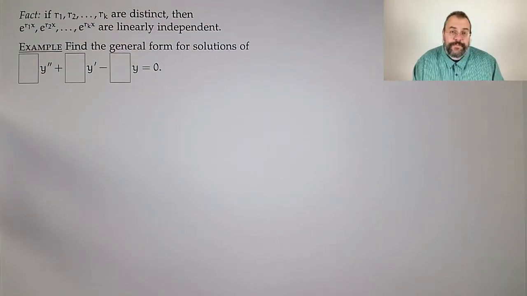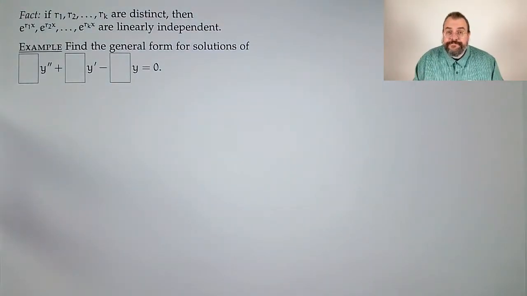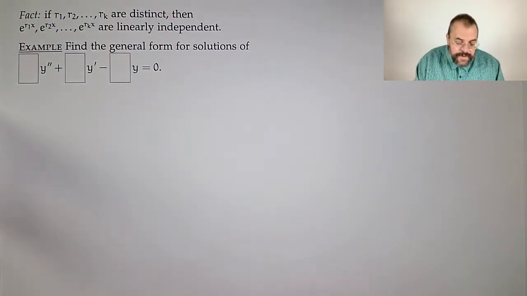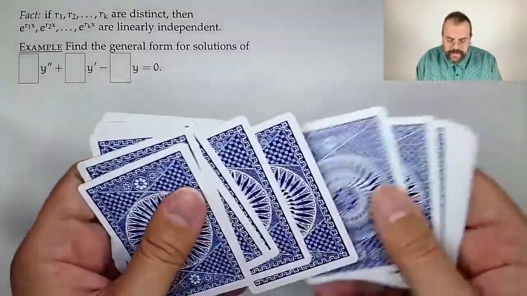Now, let's do an example. Find the general form for solutions of this. Here we have a second order differential equation, but we have boxes, which means we need to fill a number. So we have our nice random generator here.